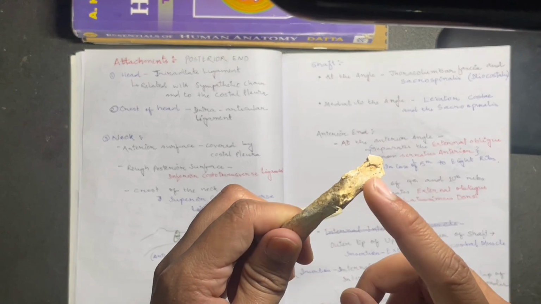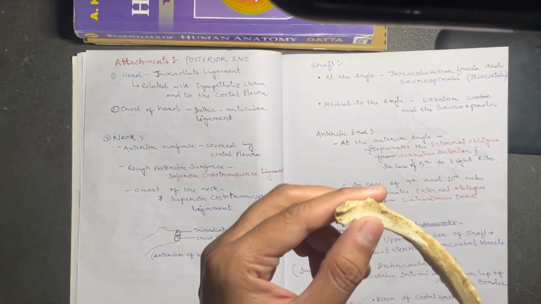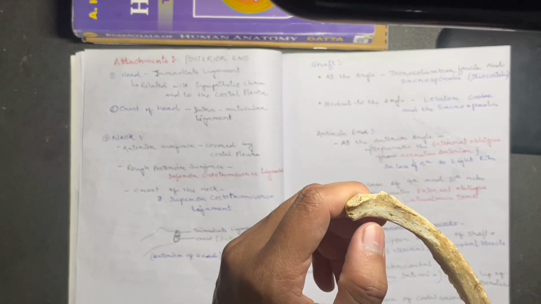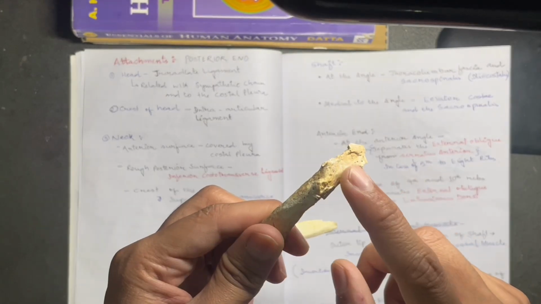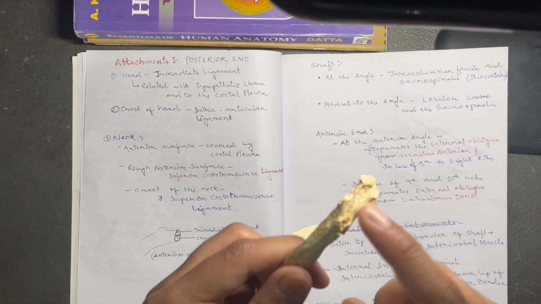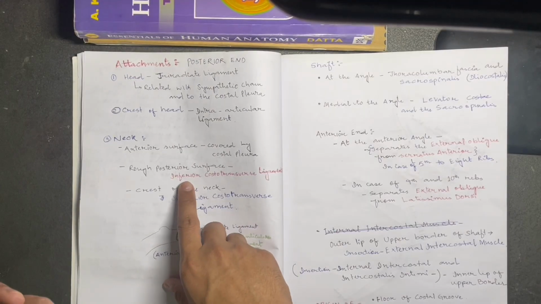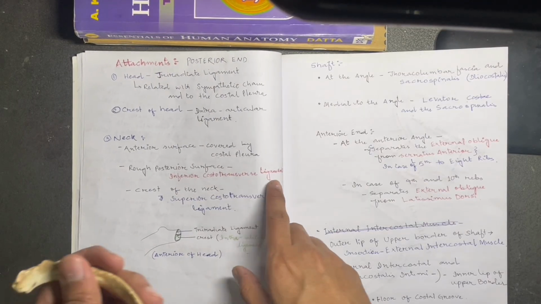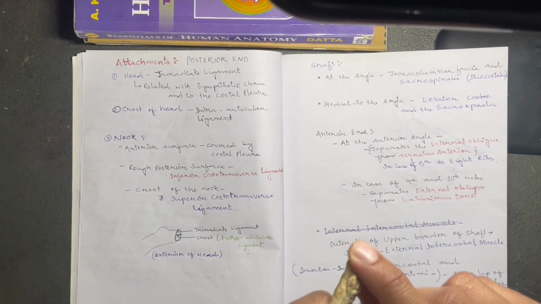Neck. The neck has 2 surfaces, the posterior surface and the anterior surface. The anterior surface is smooth and is covered by costal pleura. The posterior surface is rough, and there is presence of the inferior costotransverse ligament here. In the crest of the neck, you will find the costotransverse ligament.